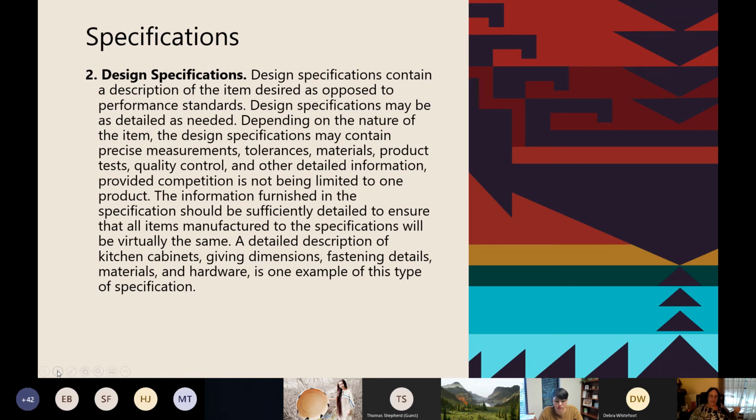That's where you're going to ask for your "or equivalent." The information furnished in the spec should be sufficiently detailed to ensure that all the items manufactured to that specification will virtually be the same. A detailed description of kitchen cabinets giving dimensions, fastening details, materials, and hardware is one example of that type of specification.